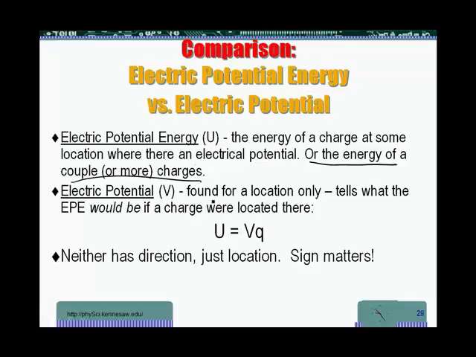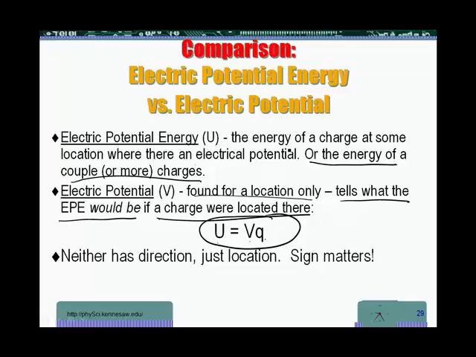However, electrical potential is found for a particular location only, and it can be due to only one charge. We can have an electrical potential due to numerous charges, but you need only one charge to have an electrical potential, and it would tell us what the electrical potential energy is if we place a charge in that location. Then we can calculate the electrical potential energy by multiplying the electrical potential by the charge. So this is the difference between electrical potential energy and electrical potential.